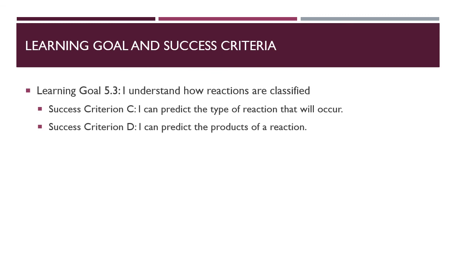All right, looking at our learning goal and success criteria. This was the second of 2 videos on Learning Goal 5.3, understanding how reactions are classified. And in this video, we looked at how we can predict the type of reactions that will occur, that is success criterion C. And we took a look at predicting the products of reactions, and that was success criterion letter D.